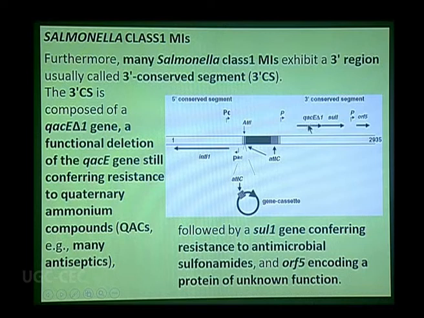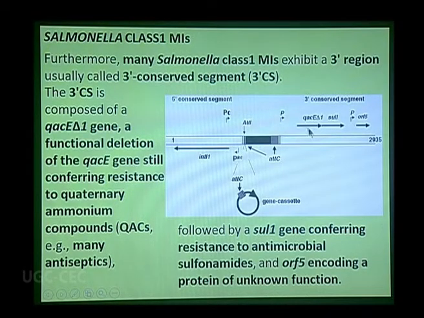Now, class 1 MIs in Salmonella also contain a 3' conserved segment, and that's also very interesting. Say here, you have one reading frame encoding the qacE delta 1 gene. Okay, so this encodes a deleted version of qacE, which confers resistance against quaternary ammonium compounds. We know that most of the disinfectants and antiseptics that we use are quaternary ammonium compounds. So a Salmonella containing this will become resistant against those antiseptics as well.